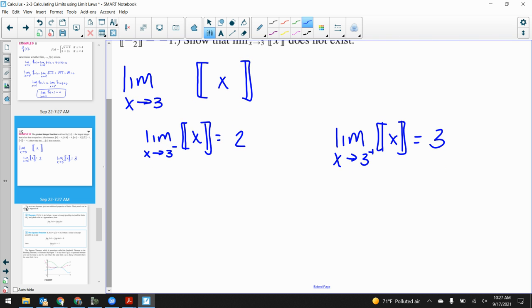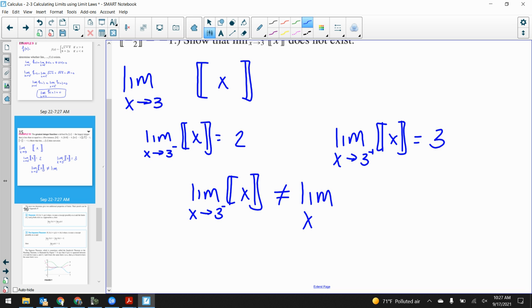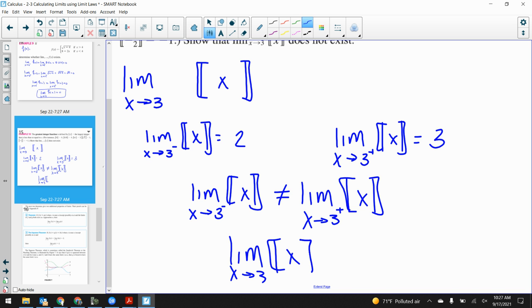And how do we prove that? Well, we've shown that as x goes to 3 from the negative side, it does not equal the limit as x goes to 3 from the positive side. Therefore, the full limit of the greatest integer function does not exist. And that's true at every integer. The limit does not exist at any integer, because from the right side, it's not going to match the left side. Now, in between it will, but.